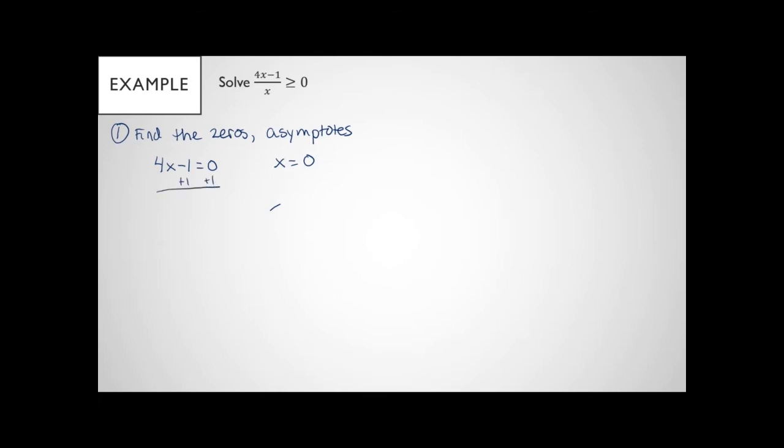So the second one, I add 1 to both sides. I get 4x equals 1. Divide both sides by 4. I get x equals 1/4. So once you determine that, then you do the sign chart.